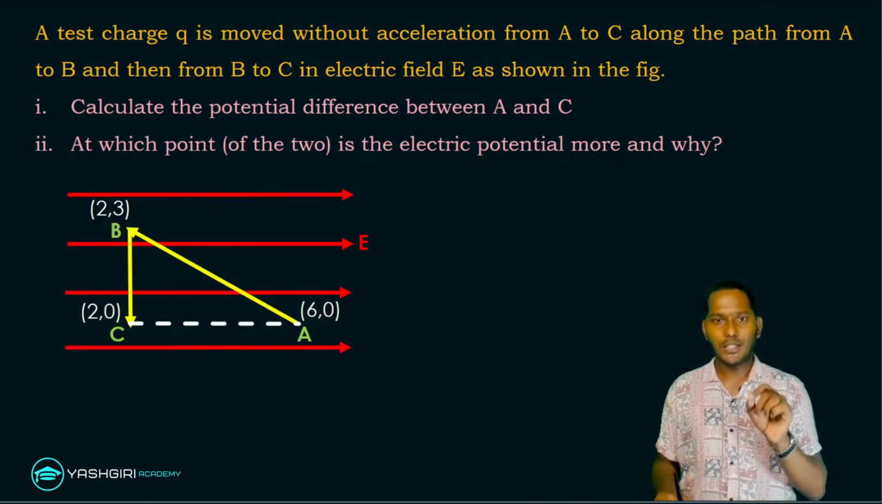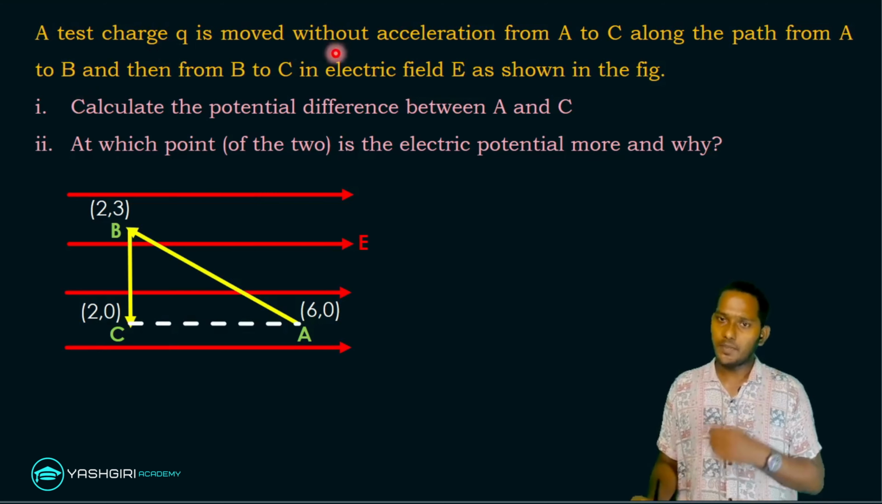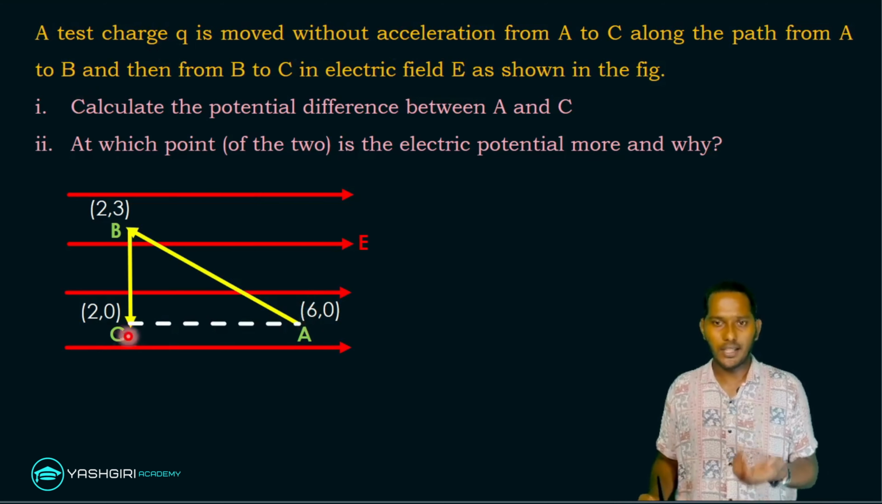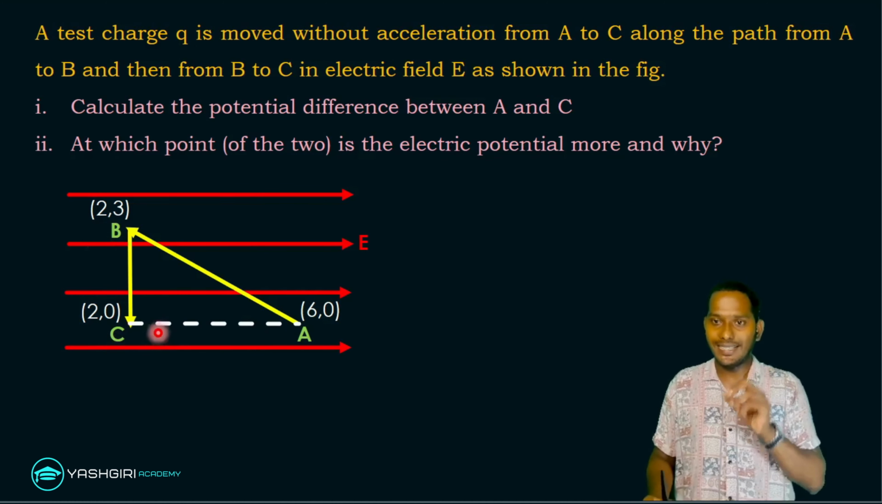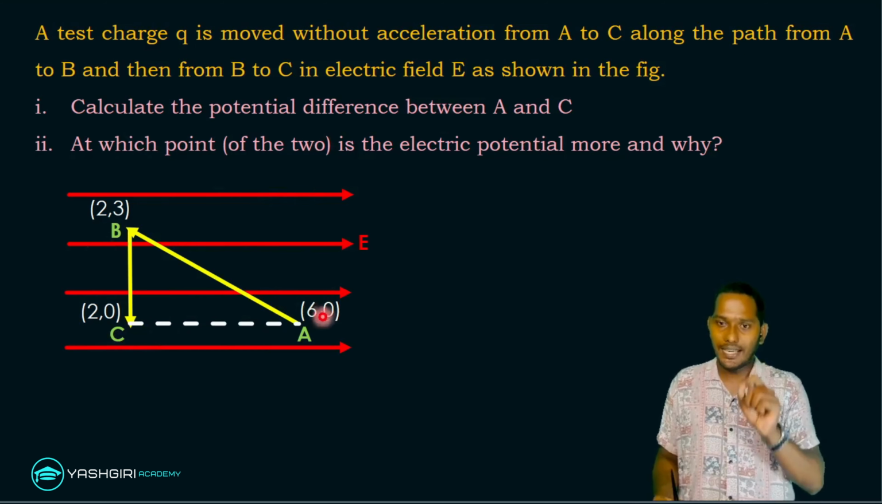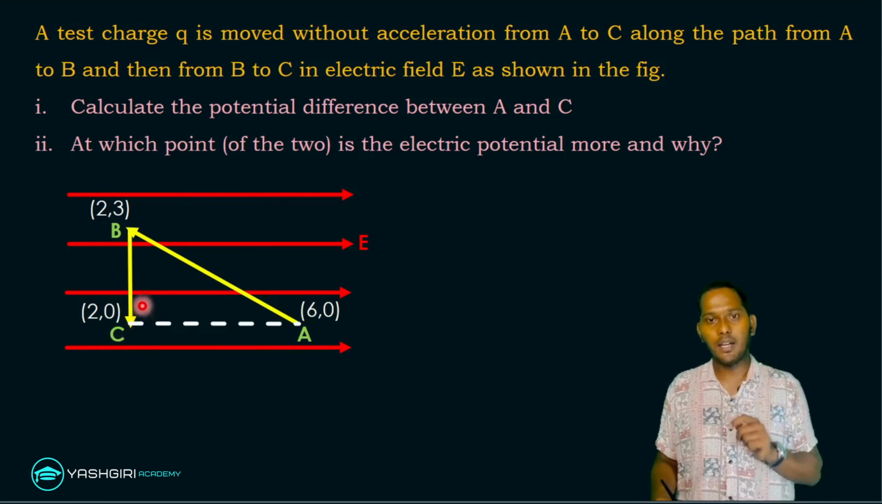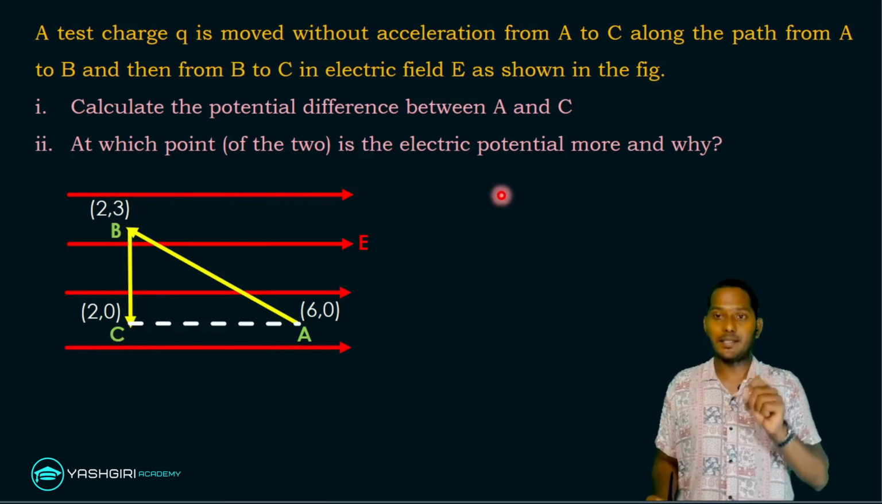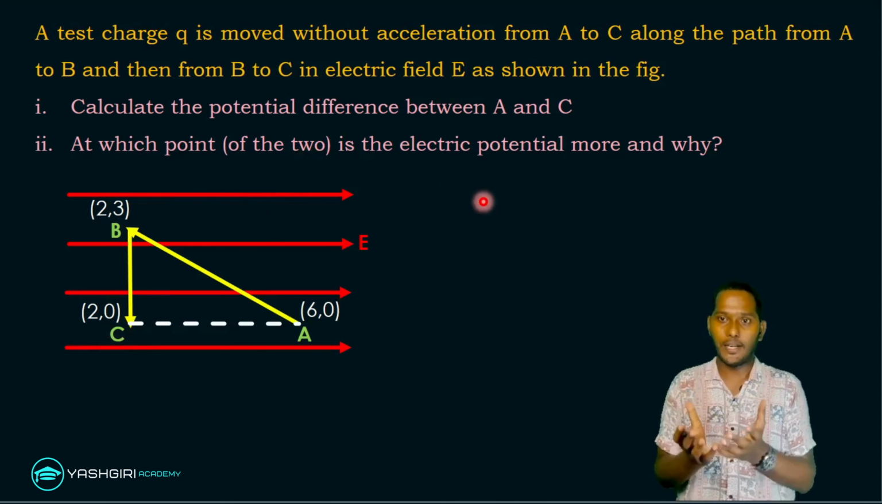Now, if you just see this question, it says a test charge Q is moved without acceleration from A to C along the path A to B and then from B to C in an electric field E, as you can see here in this figure. The first part says calculate the potential difference between A and C, and the second part, at which point of the two is the electric potential more and why.